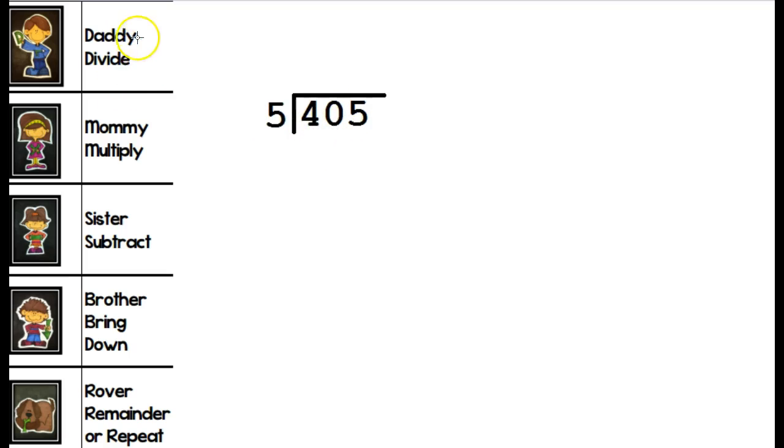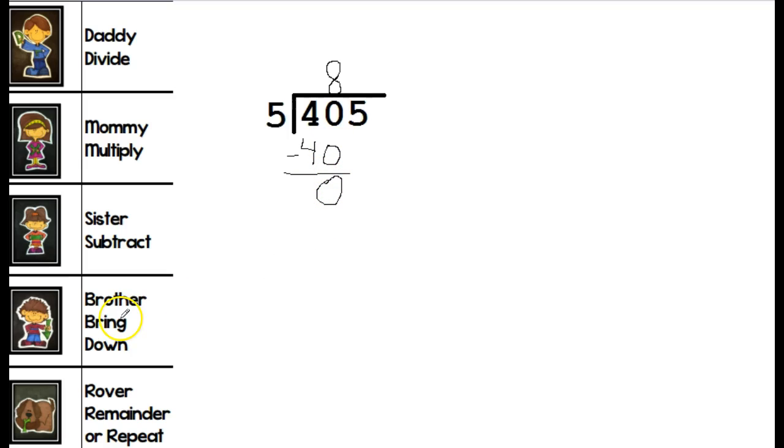So I think my first step is daddy divide. 40 divided by 5. I do know that 40 divided by 5 is 8. So I'm going to write my 8 right up here. And notice that I keep it right above the 0 in 40. That's because it's 40 divided by 5 and not just 4 divided by 5. My next step is mommy multiply. So I'm going to say 8 times 5, and I'm going to write the answer to my multiplication problem below. My next step is sister subtract. So I'm going to subtract the answer from my multiplication problem.